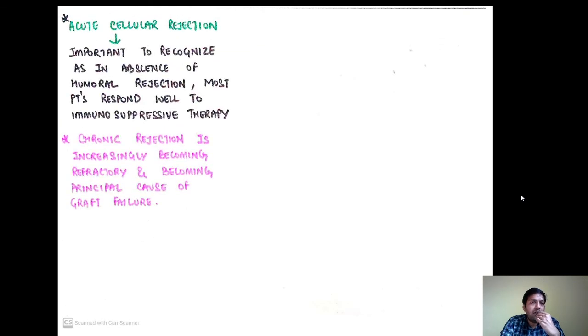Now remember a few important points. Acute cellular rejection is important to recognize, as in the absence of humoral rejection, most patients will respond well to immunosuppressive therapy. So ACR is a good thing, because we can control it. And remember that chronic rejection is increasingly becoming refractory and becoming the principal cause of graft failure. So this is all about transplant rejection, the pathogenesis, the mechanism, and the morphology.